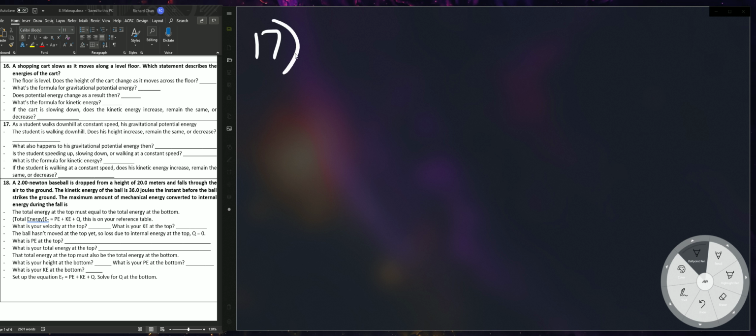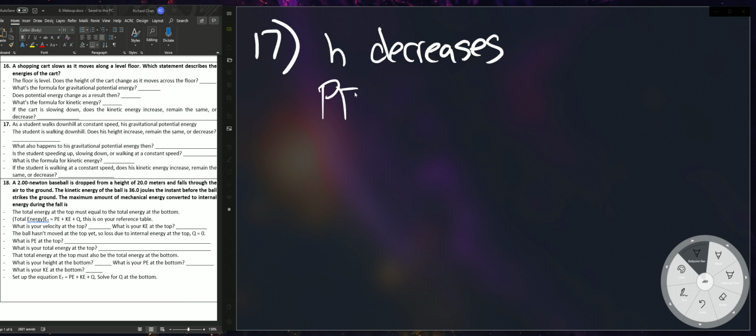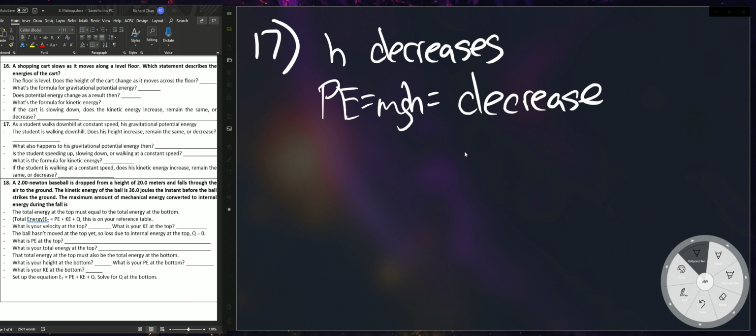So 17. As a student walks downhill at a constant speed, his gravitational potential energy does what? Well, if you're walking downhill, your height decreases. And we know your formula for potential energy is mgh, so your potential energy is going to decrease as well.